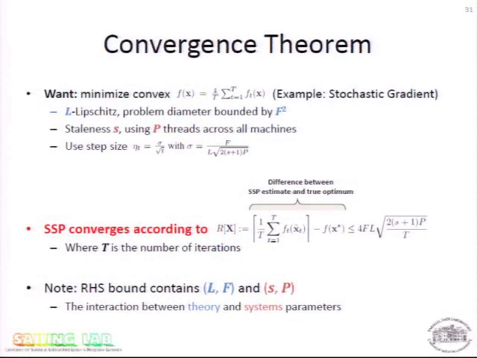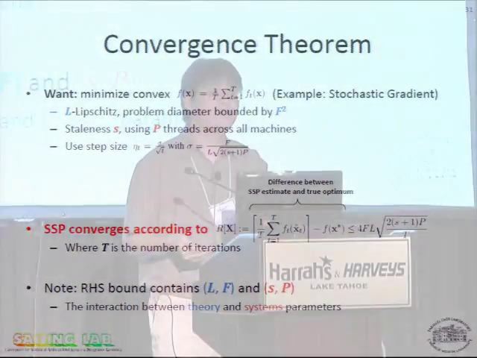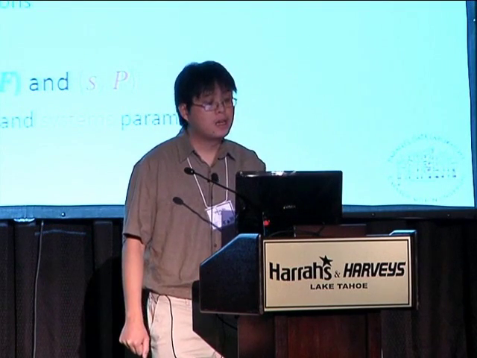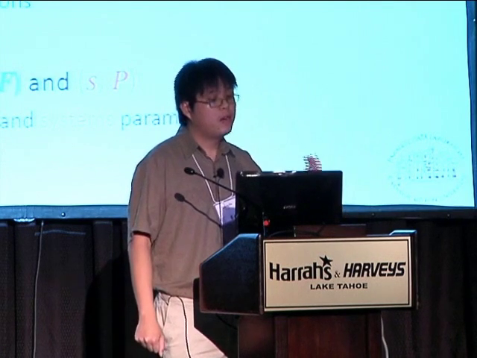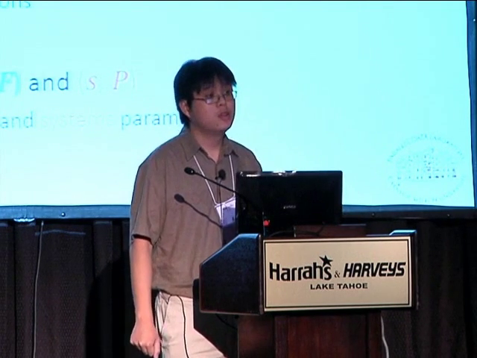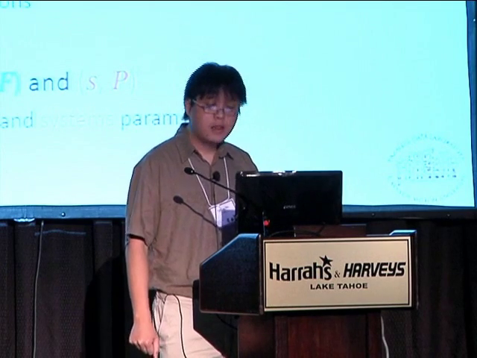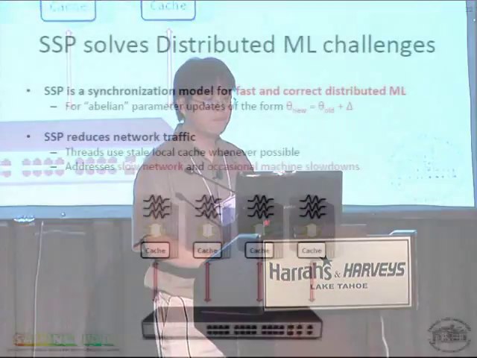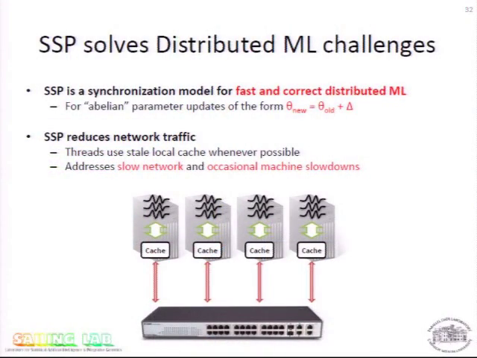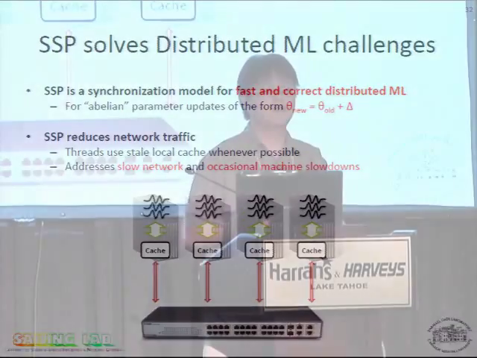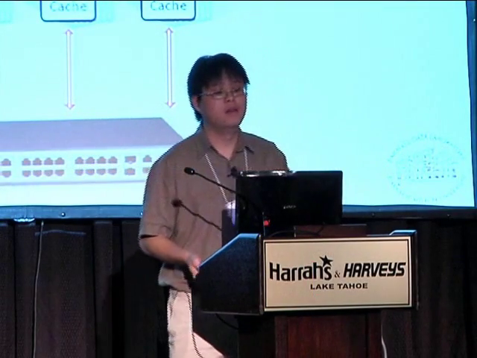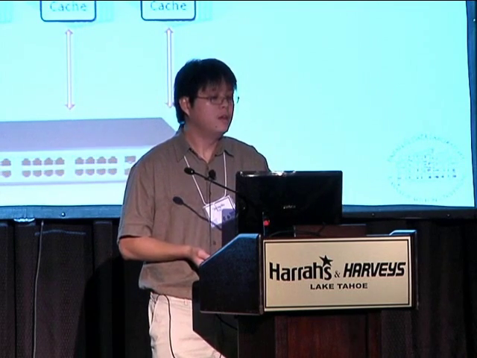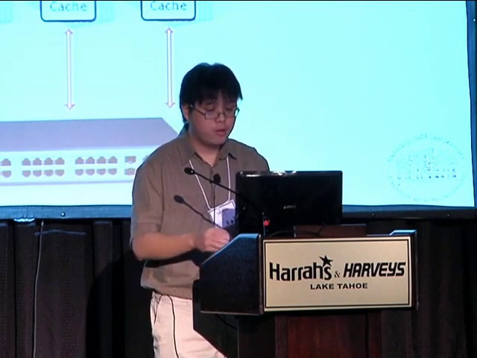SSP then converges at a particular rate, where t is the number of iterations, but the main takeaway from this result is that the right-hand side bound contains both the arguments of the function, L and F, as well as arguments of the system, S and P. There's an interaction between this theory and the system's parameters. So, SSP solves the distributed ML challenge by providing a synchronization model for fast and correct distributed ML. It reduces network traffic by caching local parameters whenever possible and addresses slow network and occasional machine slowdown problems.